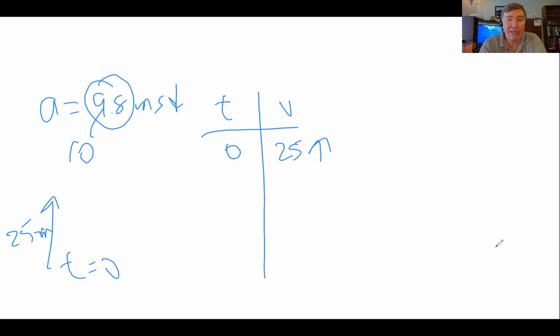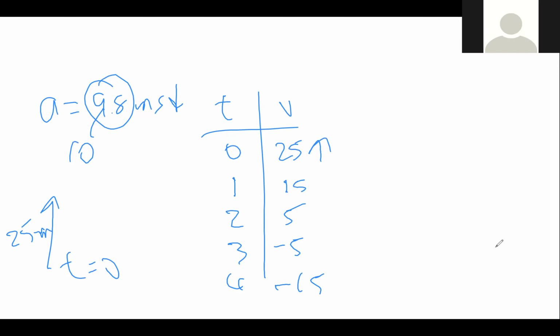That means every second that goes by, our velocity is going to be 10 meters per second less than it was. So 1 second later, it's going to be 25 minus 10, which is 15. Another second after that is going to be 5. Another second after that is going to be negative 5, or in other words, 5 downwards. And another second after that is going to be negative 15, or in other words, 15 down.